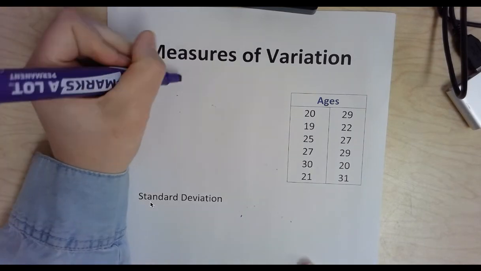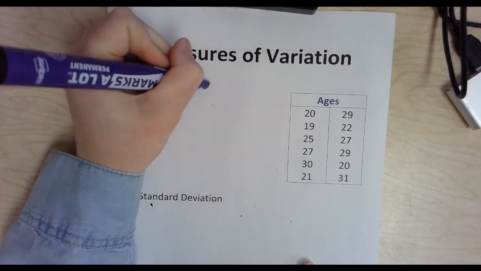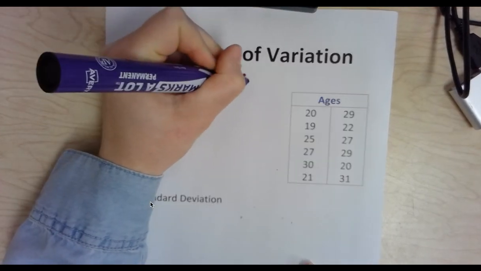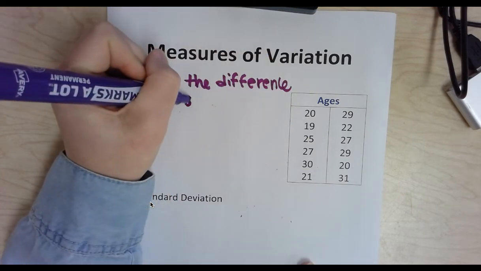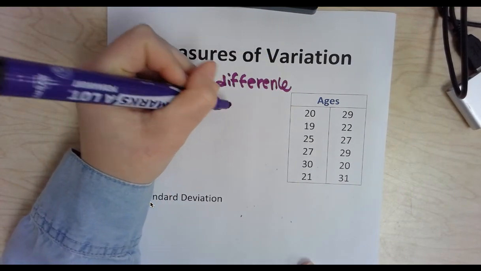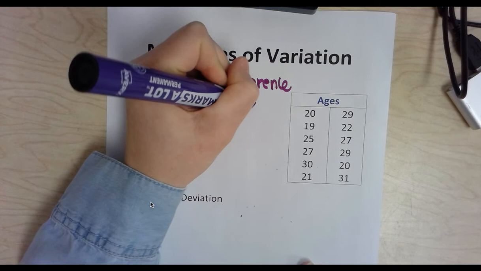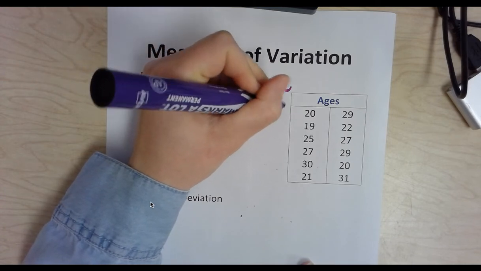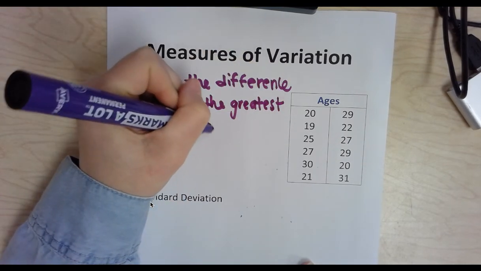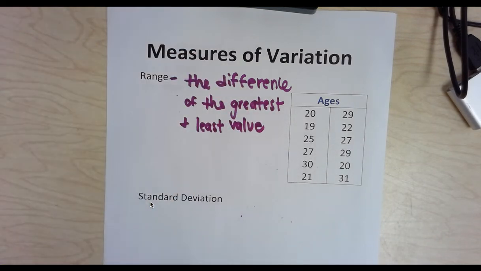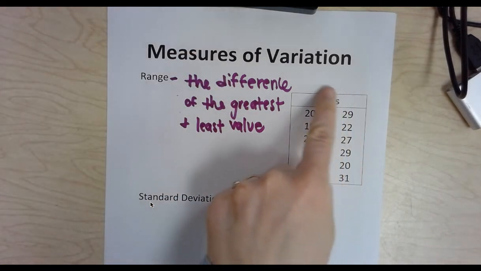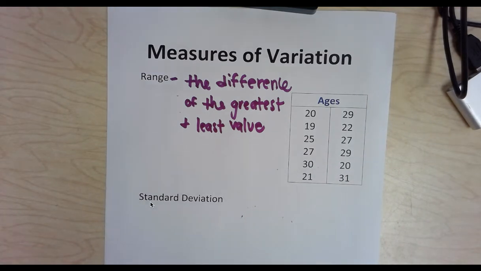Range is the difference of the greatest and least value. So if you're asked to find a range and you're looking at this data set here, you need to identify the largest number and smallest number in your data set.